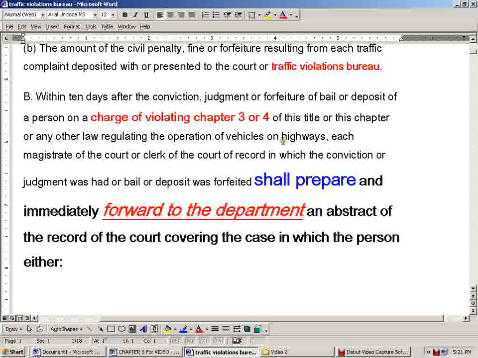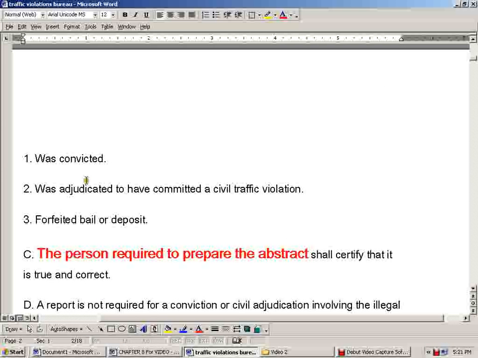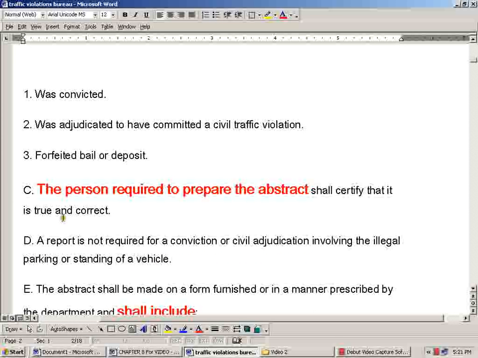And then each magistrate of the court or clerk of the court of record in which the conviction or judgment was had or bail or deposit was forfeited shall prepare and immediately forward an abstract of the record of the court covering the case in which the person either was convicted, adjudicated, that would be like settled out of court, right? You agreed with the prosecutor, which is what most of us do. Forfeited bail. The person required to prepare the abstract shall certify that it's true and correct. Right? So again, going to have a court seal and certified by the court.